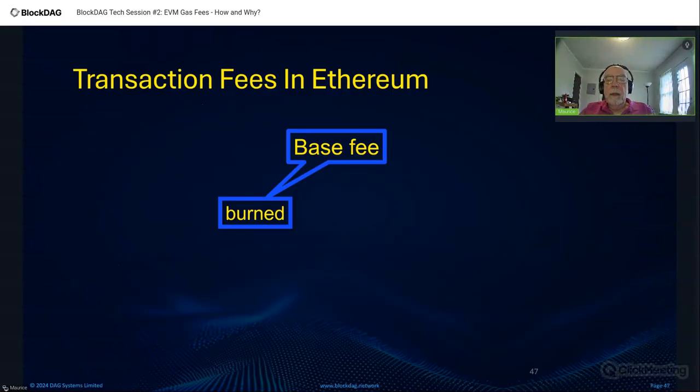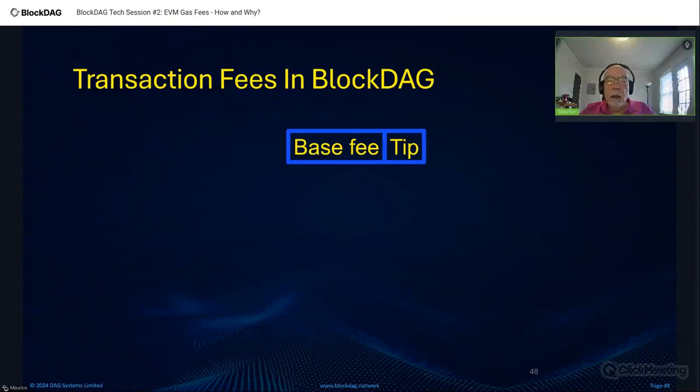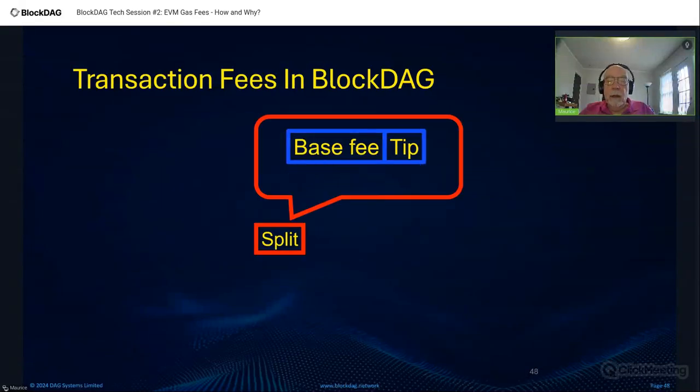So in Ethereum, the base fee is burned. That's to make sure that there's no incentive to cheat in some sense. And the tip is paid directly to the miner. On BlockDAG, it's slightly different. The combination of base fee and tip are split. The miner gets 50%.